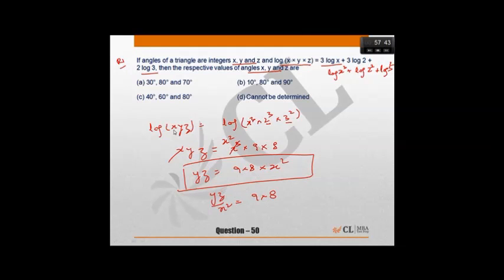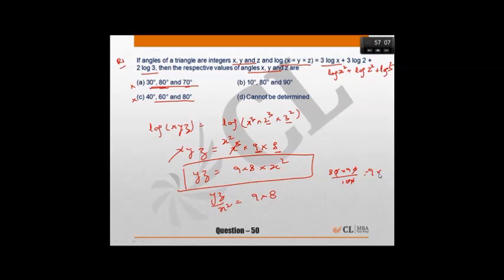Let me check the choices now. By the way, this also tells me y and z should be multiples of 9 and 8, one of them. So by that logic, this cannot be the answer. You don't have a multiple of 9 out here. We don't have a multiple of 9 in these. So these are unlikely to be correct. Okay, but if you want to be sure, we can check it out. But let me go to the third choice, 10, 80, 90. So if I put y and z as 80 into 90 upon 10 square, which is 100.